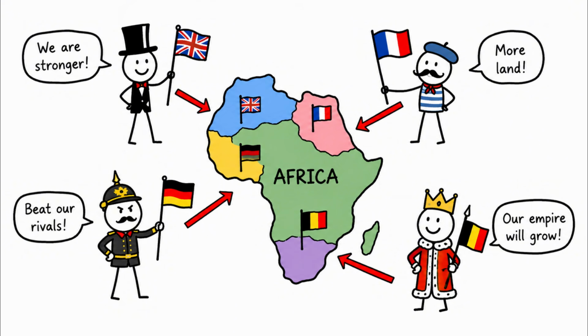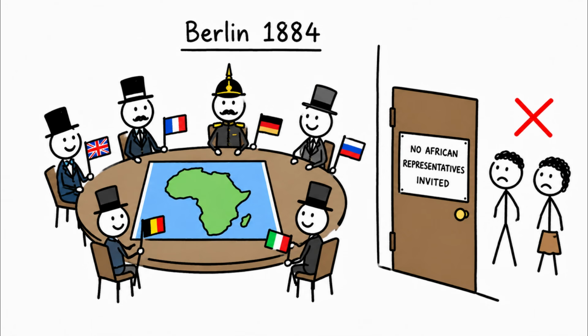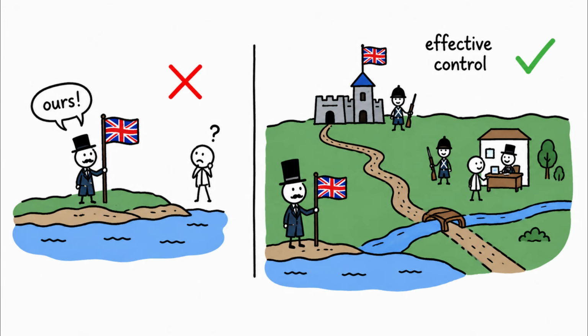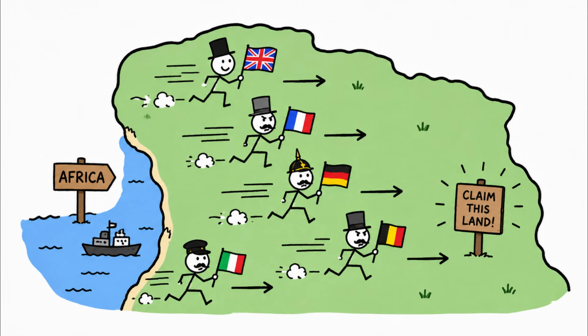In 1884, representatives from European powers met in Berlin. No African representatives were invited. The Berlin Conference did not sit down and draw every modern African border in one meeting, as the story is sometimes simplified, but it established rules that accelerated European claims and occupation. A country could not merely announce that it owned a coastline. It was expected to demonstrate effective control. That encouraged European powers to rush inland before someone else did.